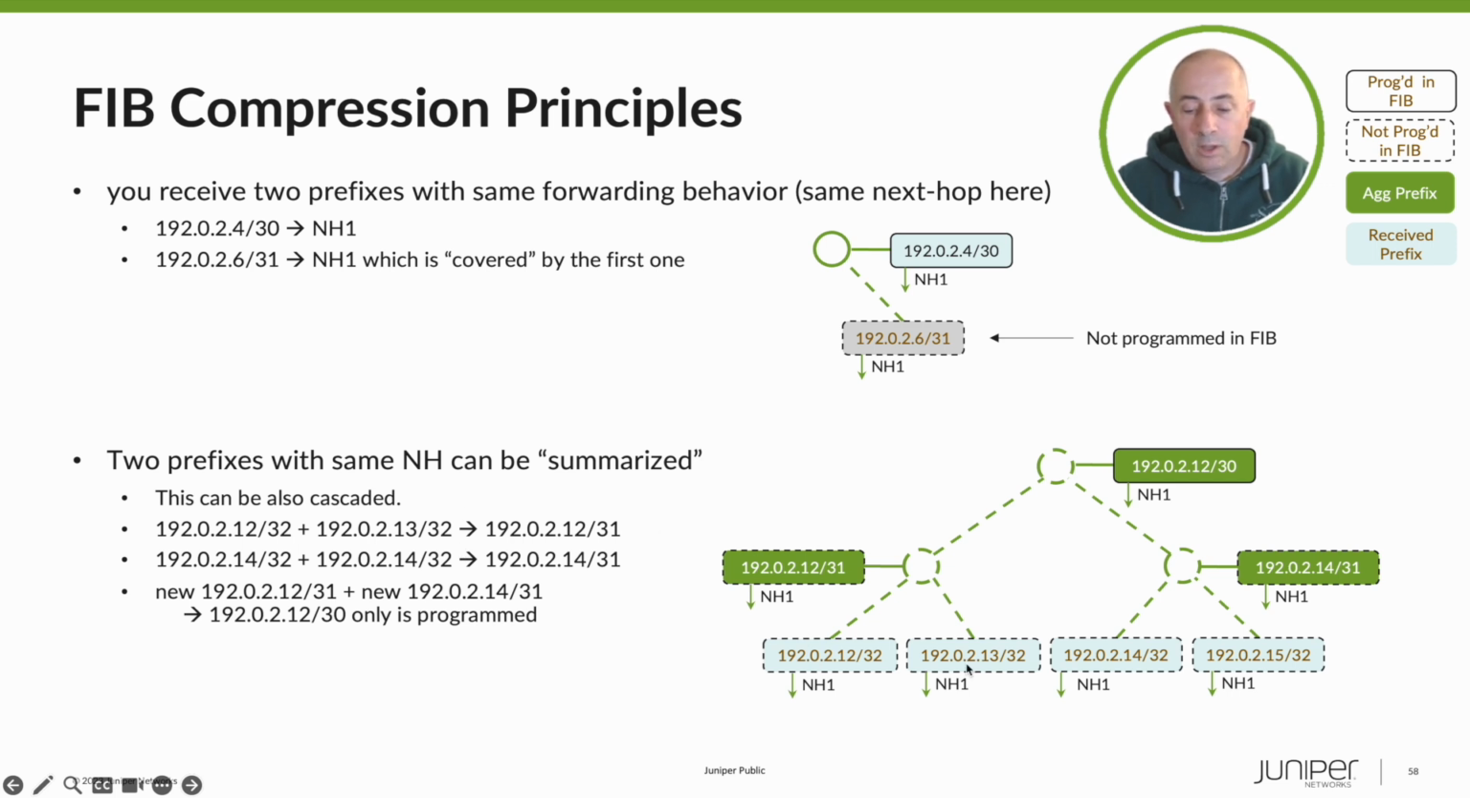If you do have subsequent prefixes like these 4 host routes from .12 to .15, we will only program the summarized version of that, which is an aggregate, and that can be cascaded up to the highest possible place where we're going to have all these routes covered. And that will be, in our example, the .12/30 pointing to NH1.